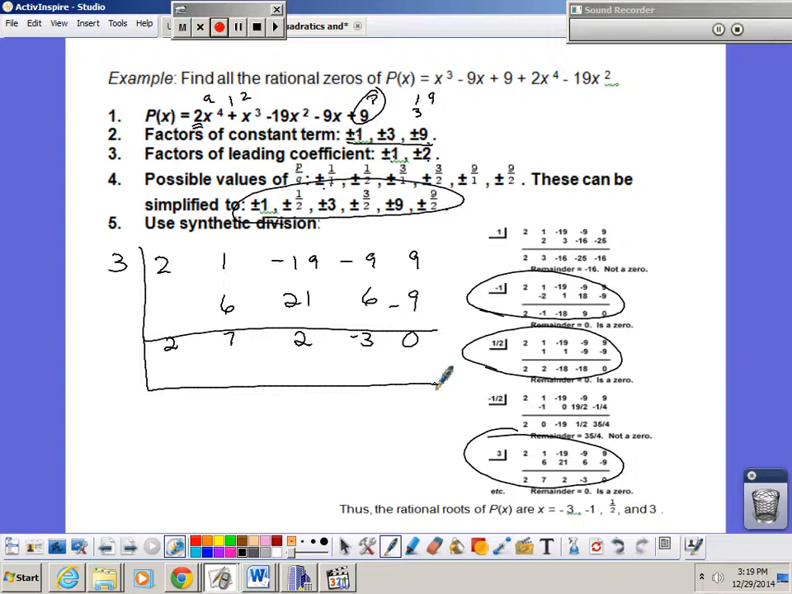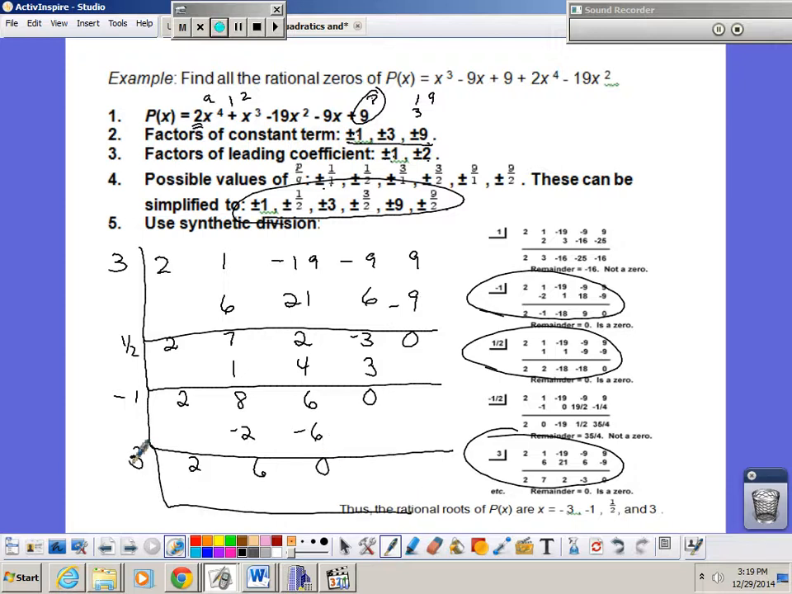The next one that we found was a half. 1, 8, 4, 6, 3, 0. Proves it. Then we found negative 1. Negative 2, 6, negative 6. Proves it. Then we found negative 3. 2, 6, negative 3, negative 6, 0. Proves it. And that's a way of proving all of them.